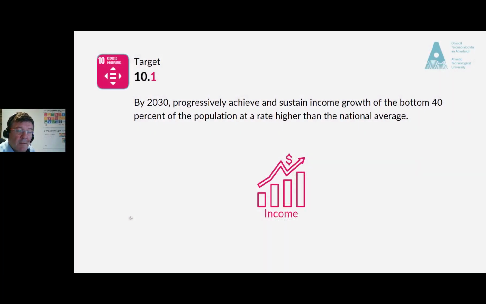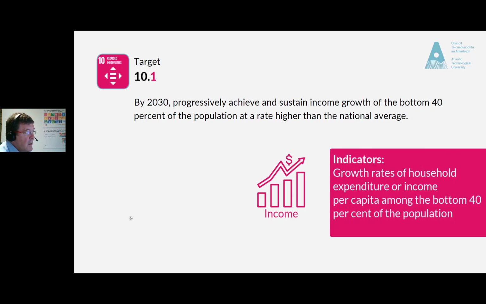Do you think that gap is evident in Ireland? Have you any experience of that? How are we going to measure this? How are we going to monitor this? What indicators are we going to use? So the proposed indicator is growth rates of household expenditure or income per capita among the bottom 40% of the population and of the total population. Clearly, that's the way to measure that.